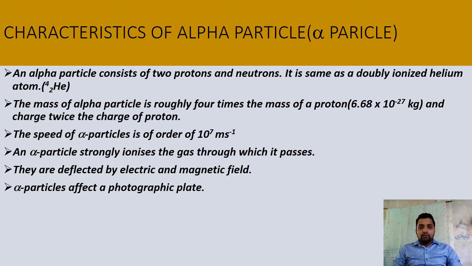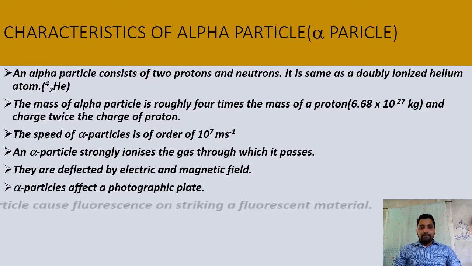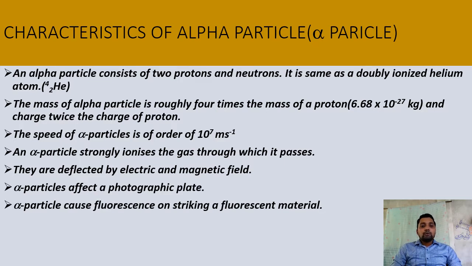and by the effect on the photographic plate, Rutherford reached the conclusion that there are 3 types of radiation coming out from a radioactive substance. Alpha particles affect a photographic plate, and they also cause fluorescence on striking a fluorescent material.